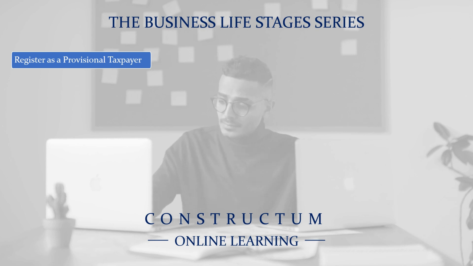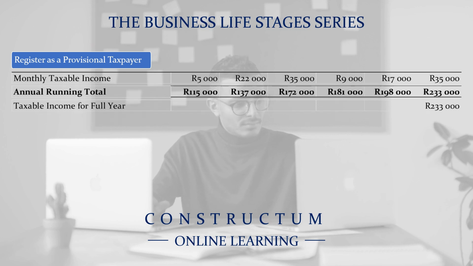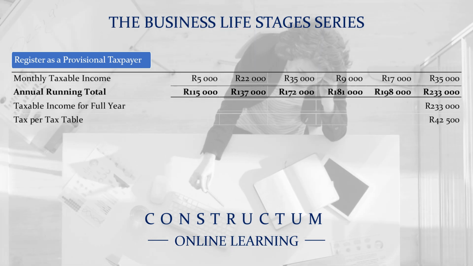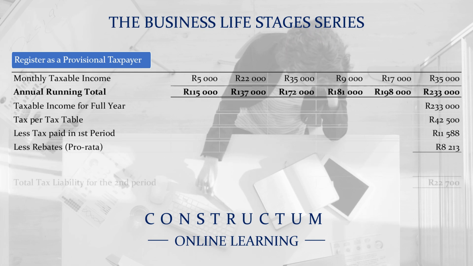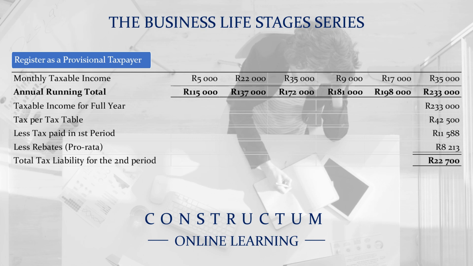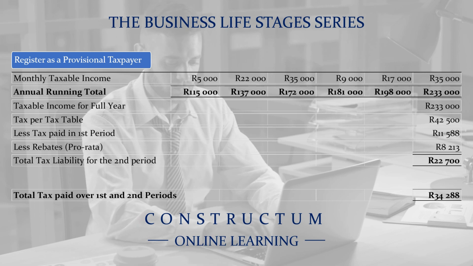So now we look at the second period running from September to February and Joe's monthly taxable income reflected in the table. Again, we've got an annual running total, and we see that by the end of February, Joe has earned 233,000 Rand for the year, slightly more than what we originally estimated. So his total taxable income for the year would amount to 233,000 Rand. We then apply the tax tables and we see that Joe would be liable for 42,500 Rand worth of income.